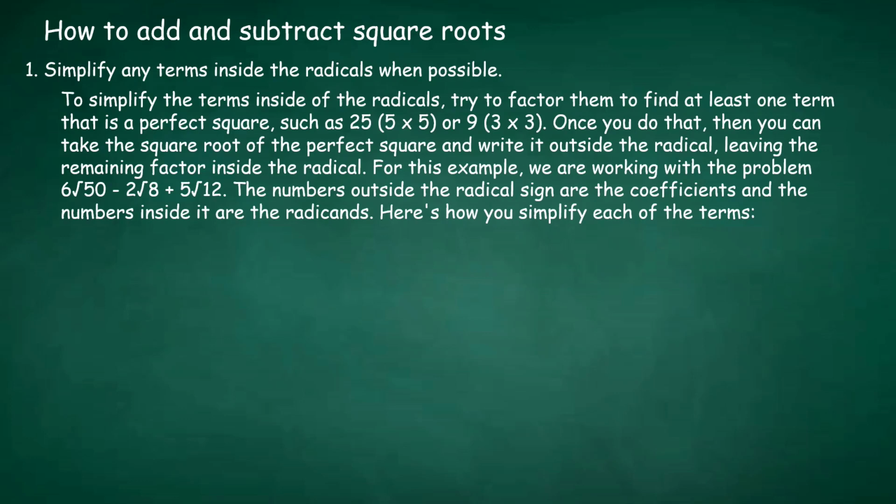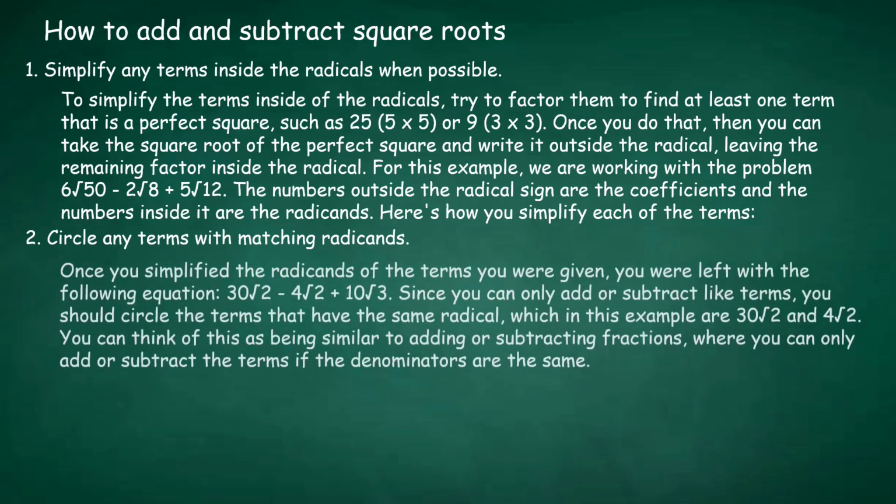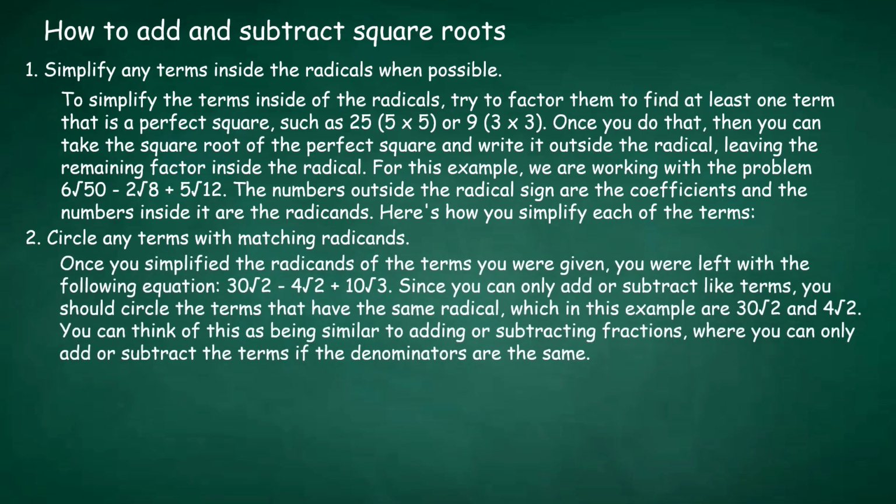For this example, we are working with the problem 6 square root 50 minus 2 square root 8 plus 5 square root 12. The numbers outside the radical sign are the coefficients and the numbers inside it are the radicands. 2. Circle any terms with matching radicands. Once you simplified the radicands of the terms you were given, you were left with the following equation: 30 square root 2 minus 4 square root 2 plus 10 square root 3.